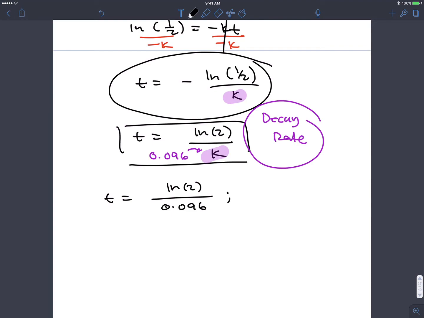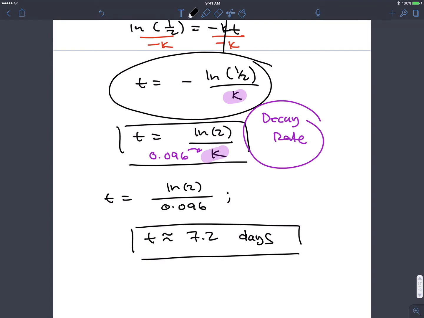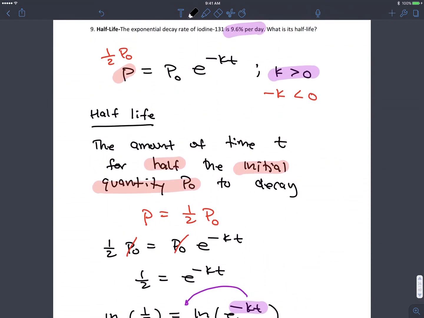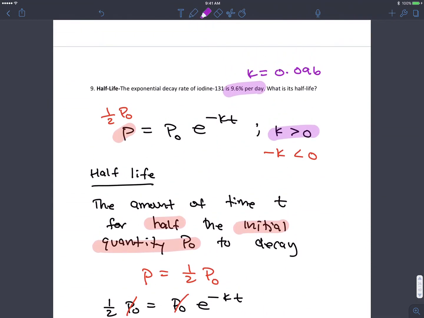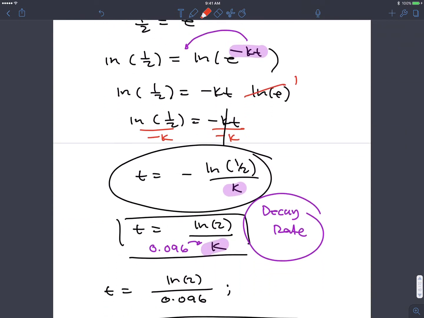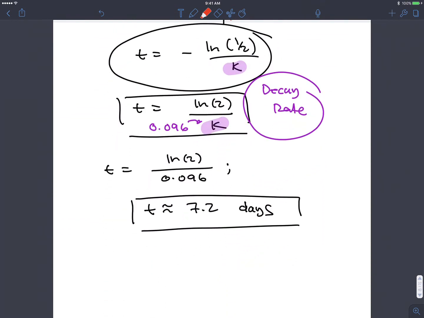Time here, we should say t is approximately 7.2 days. Half-life. Since the rate is in percent per day, go back here, right? The half-life is also in days because it's the amount of time for half the initial quantity to decay. 7.2 days. That's our answer.